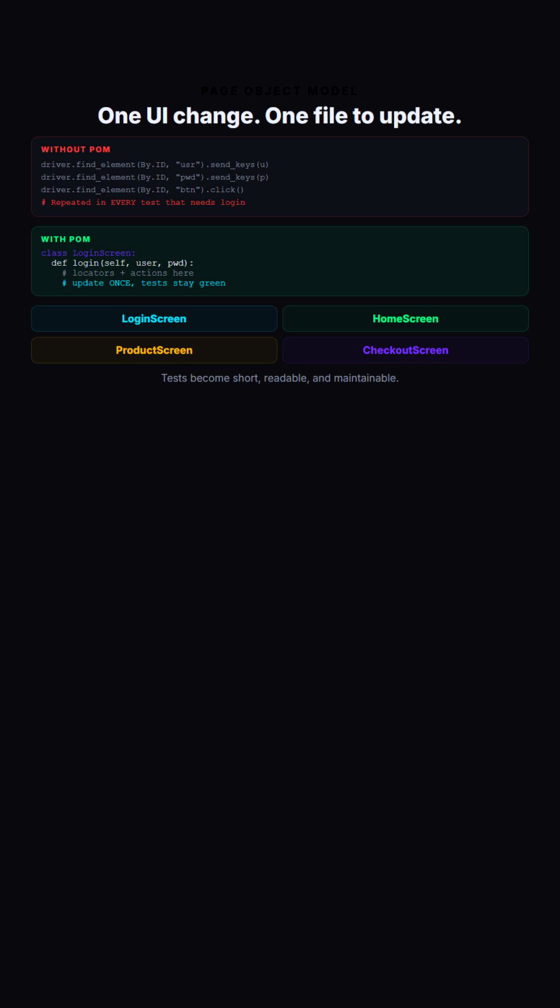For mobile, apply the same pattern per screen. A home screen class, a product detail screen class, a checkout screen class. Each owns its own locators and actions. Tests become short, readable, and easy to maintain.